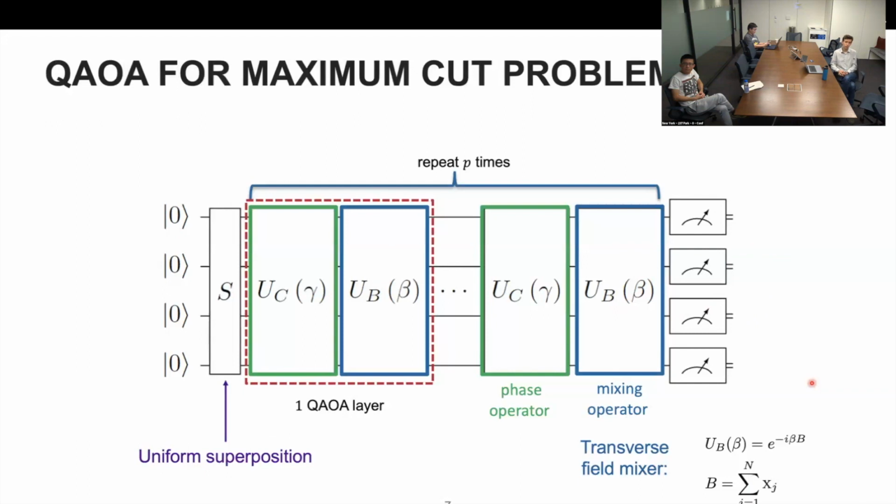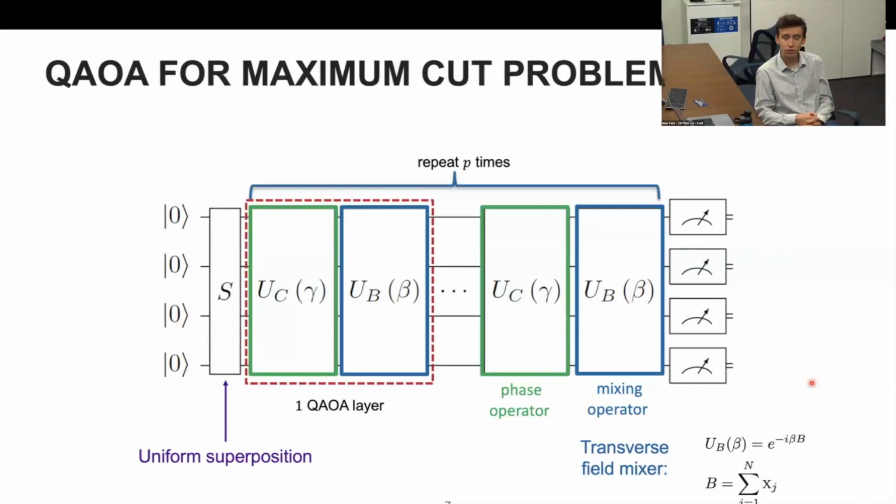This circuit, the QAOA circuit for this problem, looks as follows. Our initial state is the uniform superposition over computational basis states. Our phase is, as before, the diagonal operator encoding the cost, and the mixer is simply time evolution with the transverse field Hamiltonian, which is the sum of Pauli X on each qubit. So that's our setting for the theoretical results.